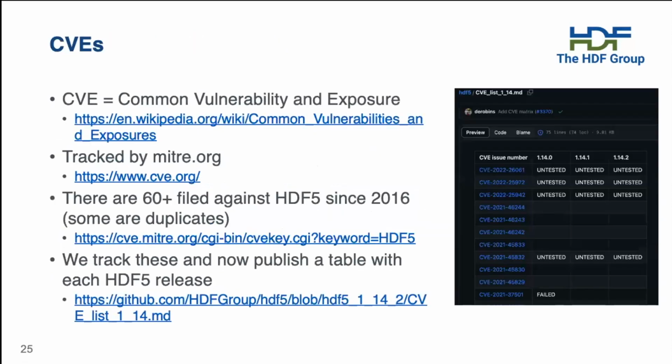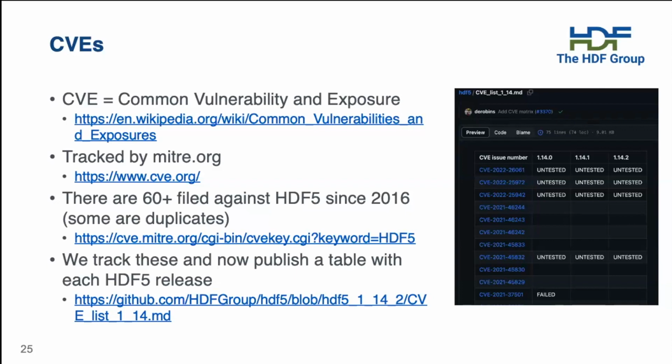So for people who don't know, CVE stands for Common Vulnerability and Exposure. These are actually tracked by MITRE.org on behalf of the US government and possibly other institutes. There have been about 60 filed against HDF5. The number isn't exact because some are duplicates, some aren't even really CVEs. Some are just somebody saying, we removed HDF5, so these things don't apply to us, and somebody filed that as the CVE for some reason. It doesn't seem like they're super careful about what goes into these things.